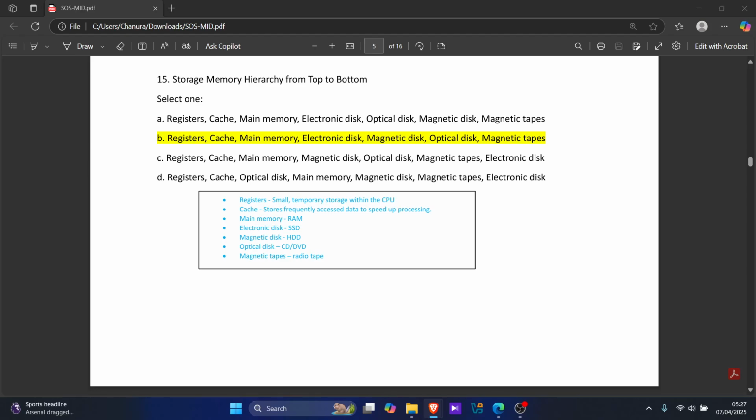That seems correct. Option C has magnetic disk before electronic disk, which is wrong because electronic disk is faster than HDD. So C is out. Option D has optical disk in the middle, which is misplaced. So the correct order is in option B.